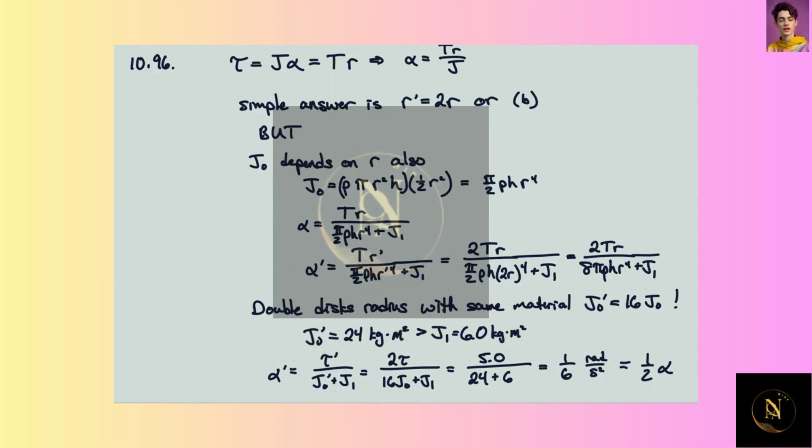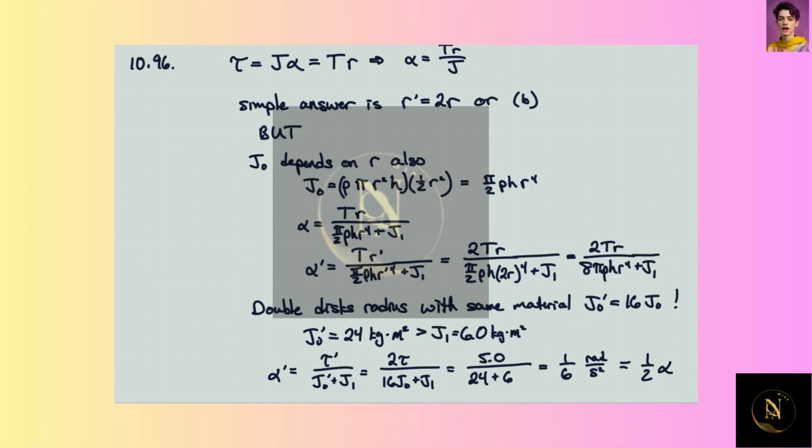So if we actually plug in things, we can see that tau prime goes to 2 tau, J naught prime goes to 16 J naught, and so if we plug both those in, the initial torque was 2.5, so this becomes 5, this becomes 24, and this is 6. So we get that our new angular acceleration is 1/6 radians per second squared, or basically half of what it used to be. So it's not double, it's half. But there's no other answer that makes any sense in this problem.